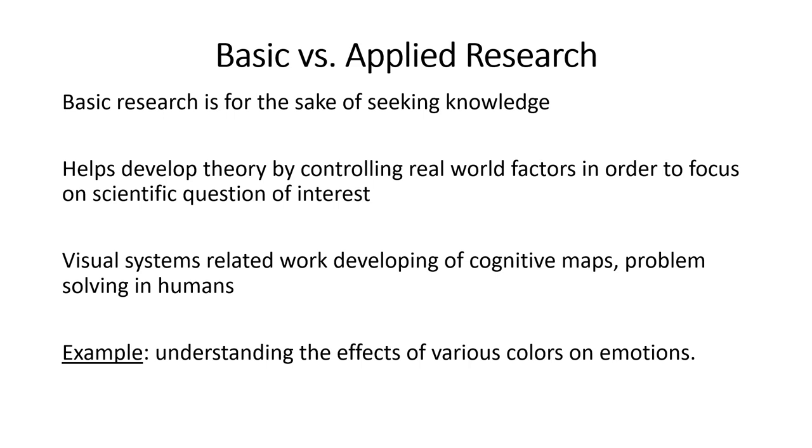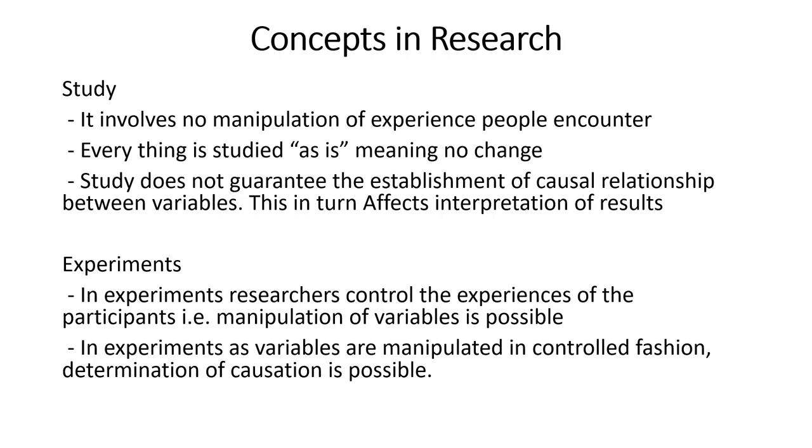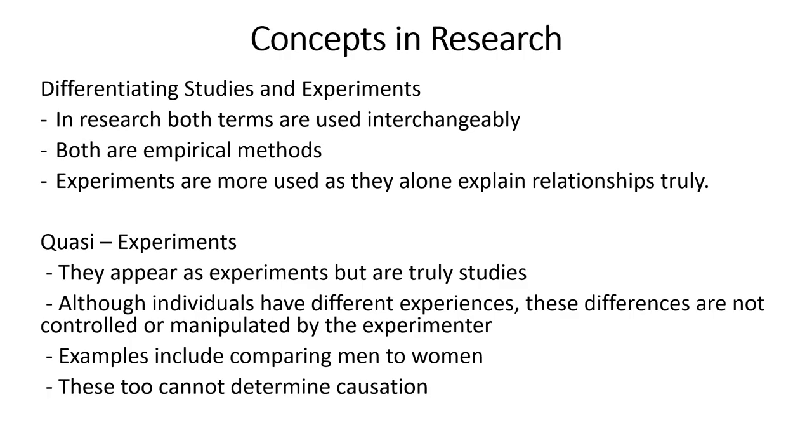We also discussed the difference between basic and applied research, and we continued with the concepts in research, where we looked at the difference between a study and an experiment, and how studies, experiments and quasi experiments are different. Continuing from the last lecture, today we will understand the process of doing research in a little bit more detail. So, whenever we do research, we find out a problem and then design a method to test this problem.